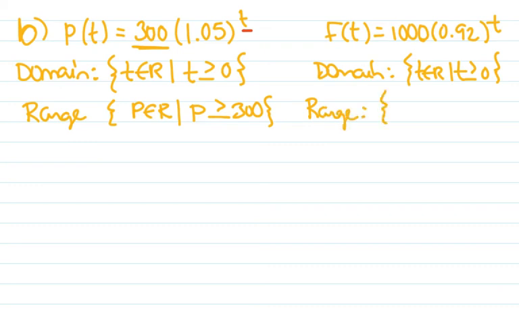And the range, this is representing the food. The food starts at 1,000 units and it's decreasing. So f is a member of the reals such that f is less than or equal to 1,000. But really, it doesn't go below 0, right? Because once you run out of food, you're out. So f is between 0 and 1,000.